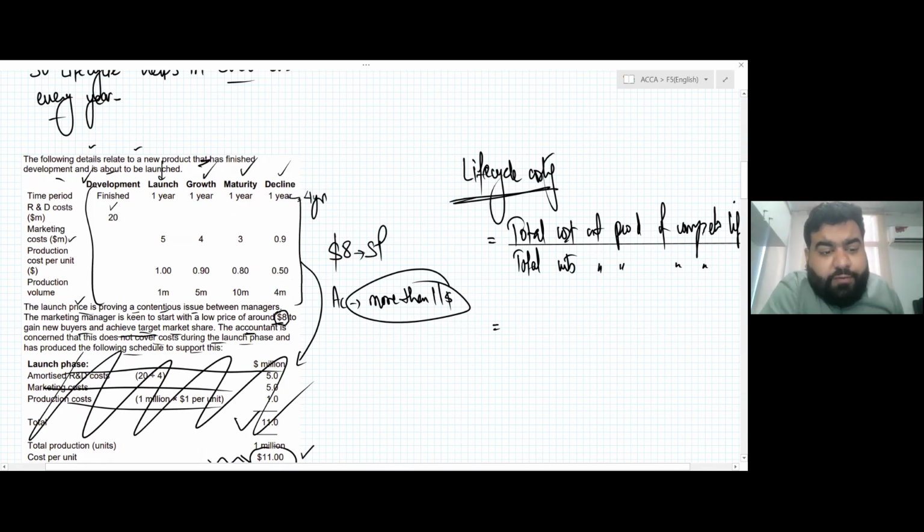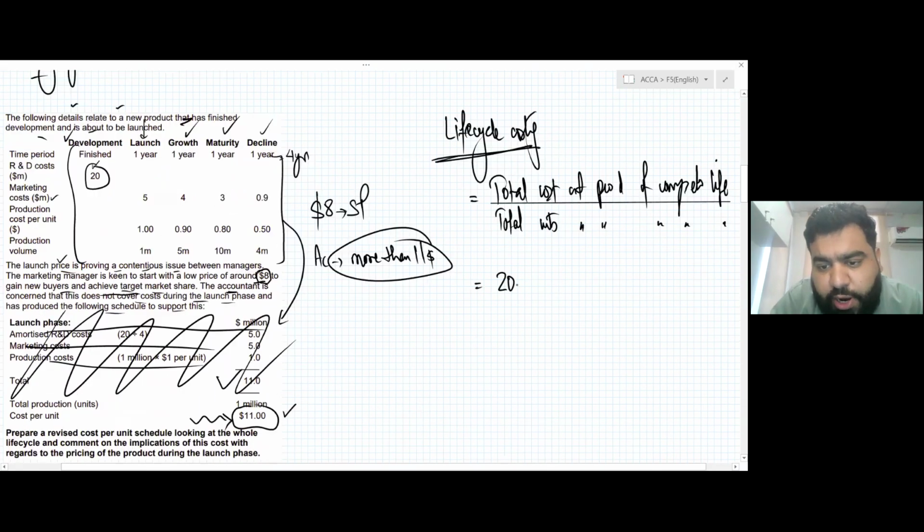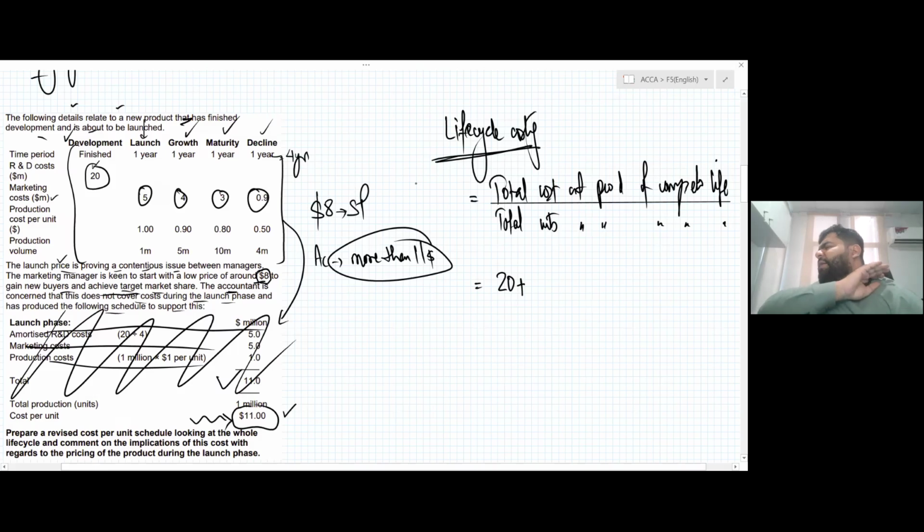Obviously some students don't add the development cost because development is before the launch phase. No, every single cost you see in the question, you have to add it. Complete cost means if it's written R&D cost 20 million, you will write here 20 million, plus 5, 4, 3, 0.9 marketing. Add the complete cost. Miss nothing. If there is a cost written in the paragraph afterwards that is not mentioned in the format, add that as well. The entire cost should be added.